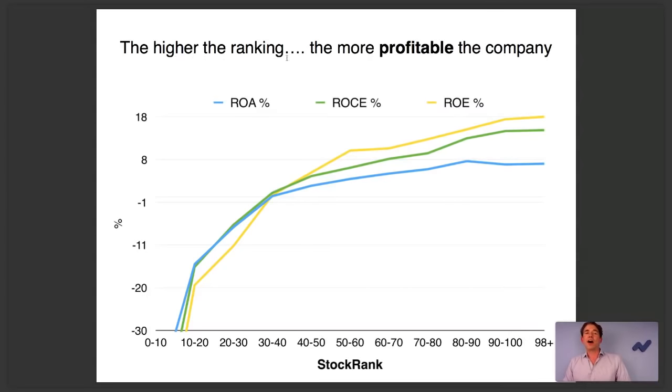So this slide shows, again with the stock rank on the x-axis, with the higher ranked on the right. The higher the ranking, the more profitable the company. And you can see here up to 18% return on equity in the higher ranking sets of shares. And there's this trend up, which is very noticeable. So they are indeed higher, more profitable shares.